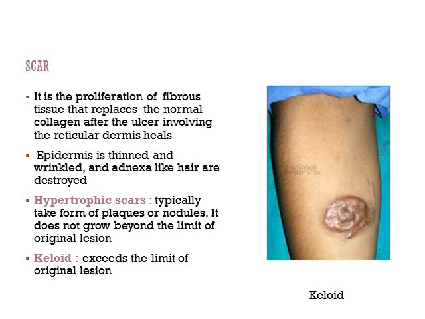Scar is a proliferation of fibrous tissue that replaces the normal collagen after an ulcer involving the reticular dermis heals. So these are something formed after the ulcer heals. The epidermis is thinned and wrinkled, and hair follicles are destroyed. We have hypertrophic scar and keloid. Hypertrophic scars are usually present along the line of incision, whereas the keloid is the one which goes away from the line of trauma or incision.